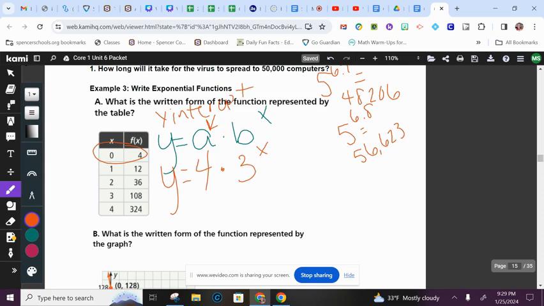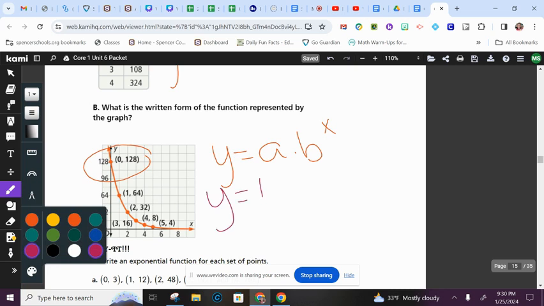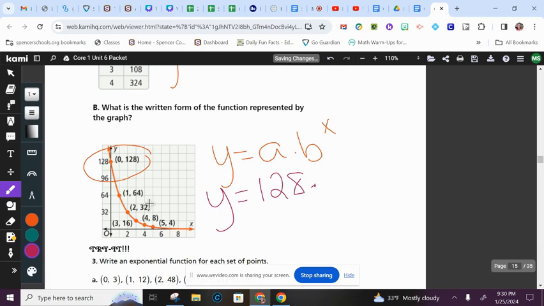Okay, let's look at b. Let's look at it in a graph. So again, this is your format for exponential: y-intercept, and then the constant ratio by which you're multiplying. So the first thing I notice right here is that my y-intercept is (0, 128). So y equals 128 times, now what am I multiplying by?